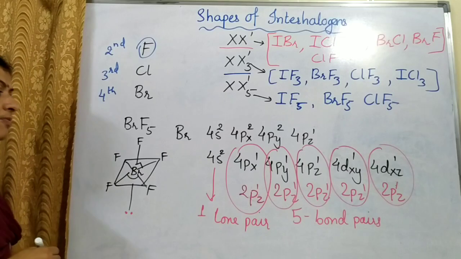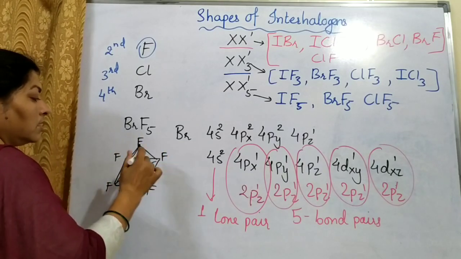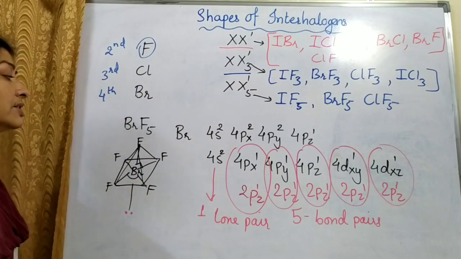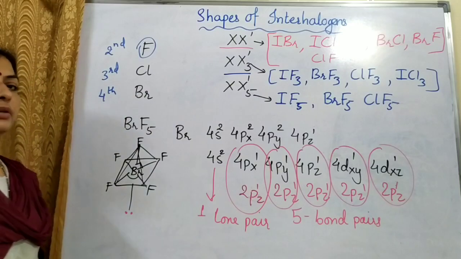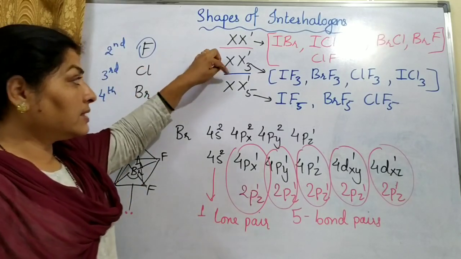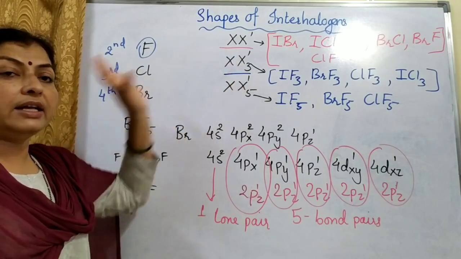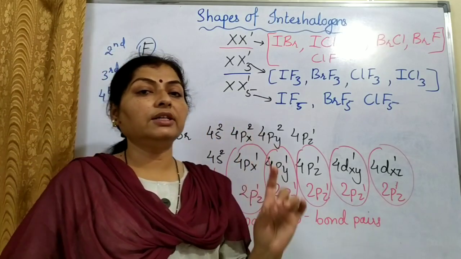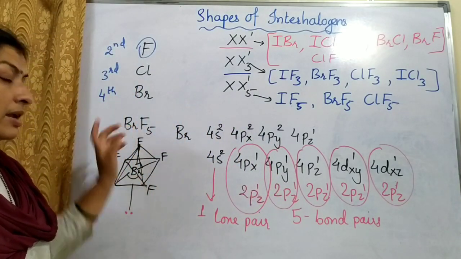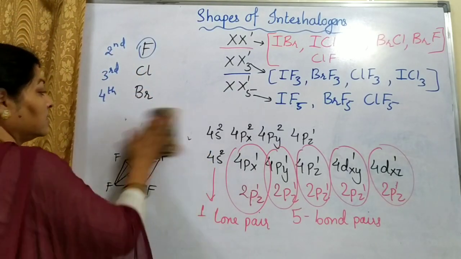So the shape which will come out is: the base is a square and it becomes pyramid-like. So it is square pyramidal. The shape will be square pyramidal for X X'5 type of molecules. For X X'3 type of molecules, we saw that the shape is T-shaped. For these molecules, the shape will be square pyramidal. And let us now see the last case.